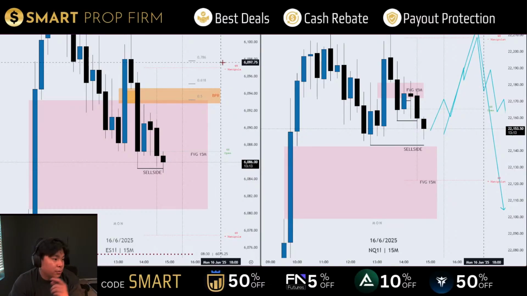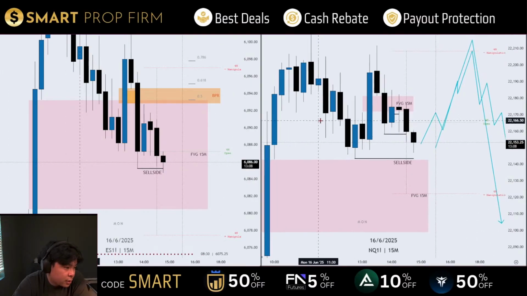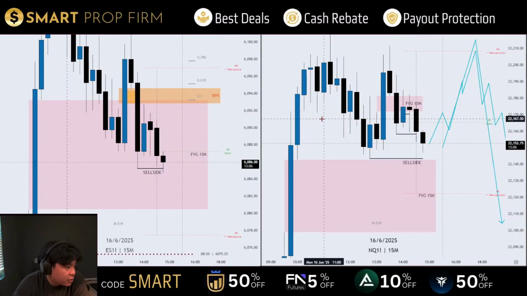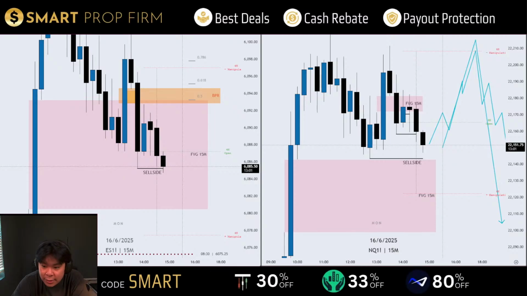ES is a little bit slower, so less risk. So I tend to do a little bit more size versus NQ. If I were to do like 2 or 3 average on NQ, I can go up 3 to 4 on ES, just because it's very standard.